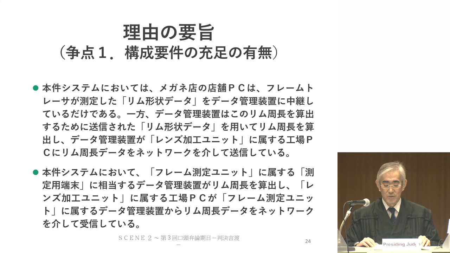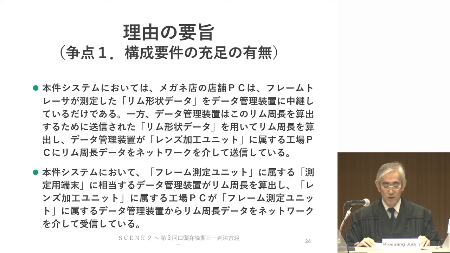In the system, the shop PC at the optician's shop just relays the rim-shaped data measured by the frame tracer to the data measurement device. Therefore, it is not involved in any way in the calculation of a rim circumferential length. However, the data measurement device calculates the rim length using the rim shape data transmitted to calculate the rim circumferential length. This data measurement device transmits the rim circumferential length data to the factory PC that constitutes the lens edging unit via a network. If this is the case, the data measurement device should be regarded as a measurement terminal constituting the frame measurement unit of the present invention.